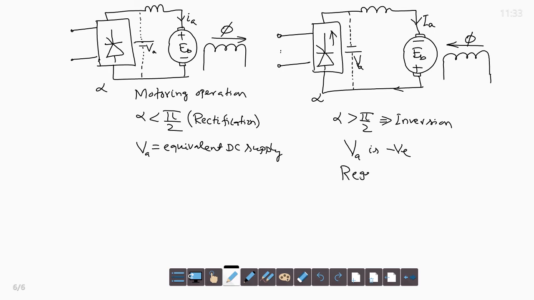Machine operating as a generator, and the braking energy is fed back to the AC source via the inverter.